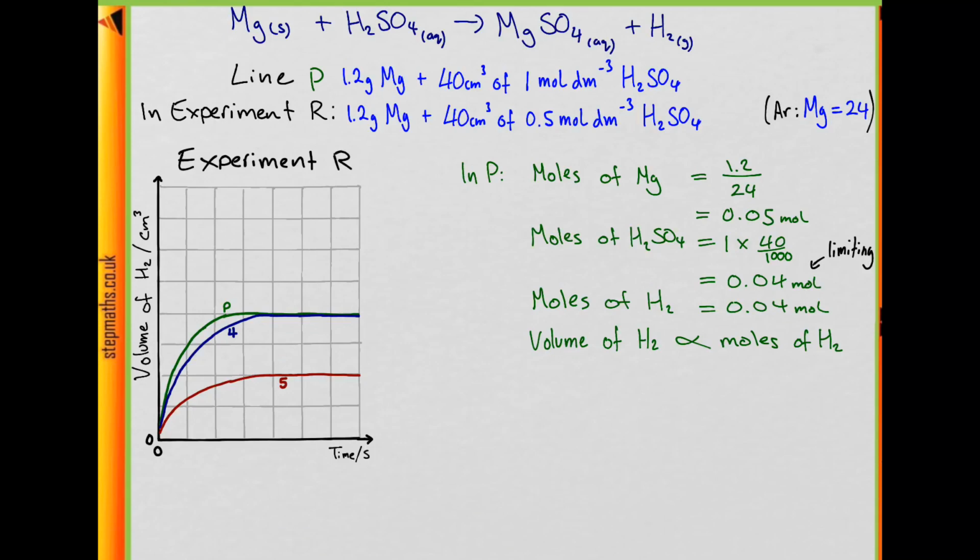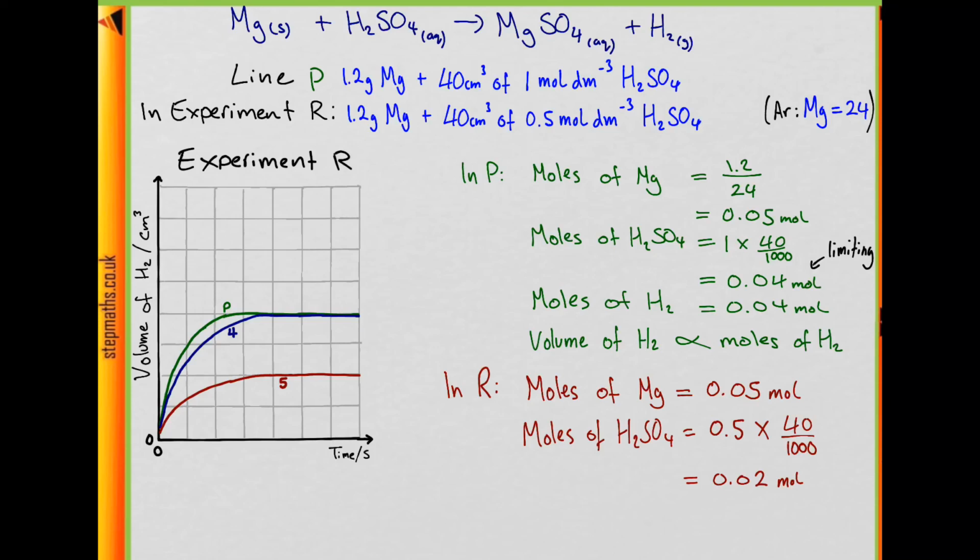Now looking at experiment R, we have the same mass of magnesium, therefore the moles of magnesium is the same. But now we've halved the concentration of sulfuric acid. That means we've halved the moles of sulfuric acid, so we have 0.02 mole. So again, our sulfuric acid is the limiting reagent. So we have, for moles of hydrogen, also 0.02.